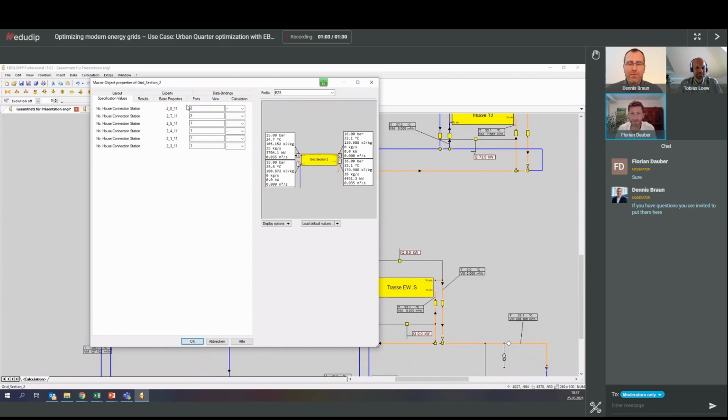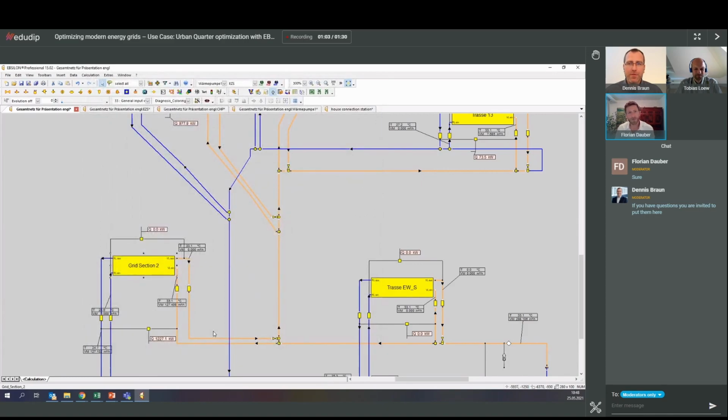Each one of these stands for a different type of house connection station. Whether this one is quite a big company building, this is like a family house, and this is an industrial building. So you can add the number, and each one is connected to a library that we built up during this project for 13 house connection stations. And each one is now able to be calculated over a whole year.